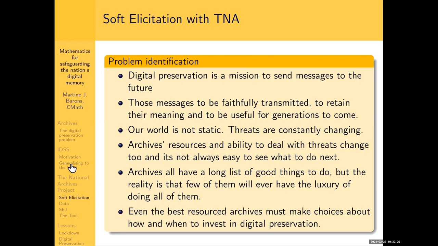Archives have a long list of things they want to do, but they can't do them all. How do they prioritize without the kind of information on which to build this decision? And even the best resourced archives, and the National Archive is pretty well resourced compared to most archives, they still have to make choices about when. What's the priority here? We've only got this person for 12 months. We can either do this project or we can do that project. We can't do both.